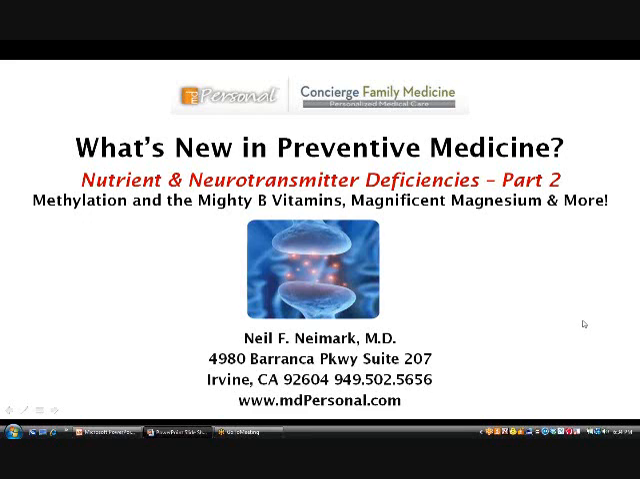That's exactly right. So today we're going to do part 2. Last month, well actually 2 months ago, we talked about nutrient and neurotransmitter deficiencies, and I'll review briefly what we talked about so we get back up to speed. And today we're going to talk about really the stress vitamins, the B vitamins, the magnesium, and some of the things that we tend to need more and more in today's crazy world. I guess that's how you could call it.